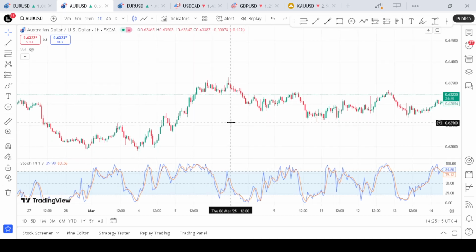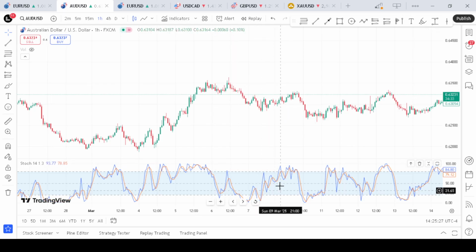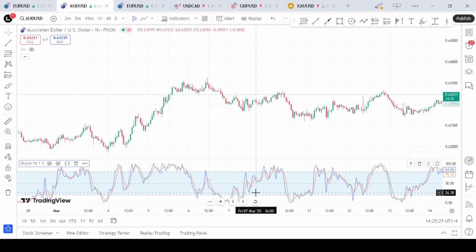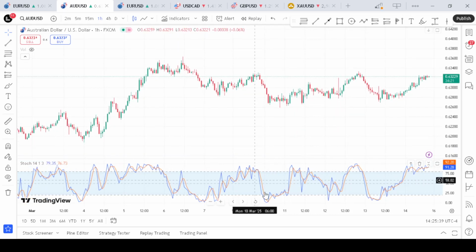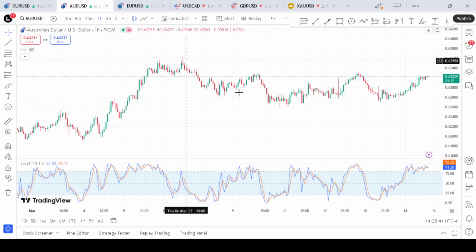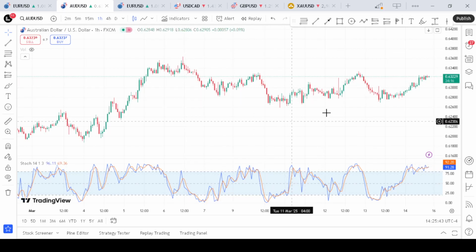Together, these lines help traders assess momentum shifts and potential turning points in the market. As you can see in this area, we can see the interaction between the K line and the D line. This interaction tells exactly what is going on in the price chart. On the price chart, these lines typically explain how we can enter and exit the market.